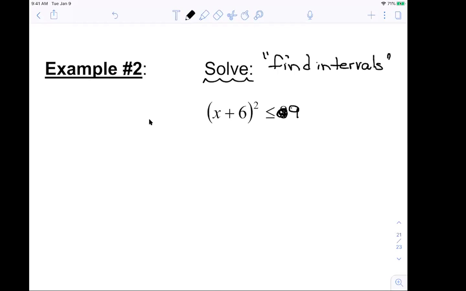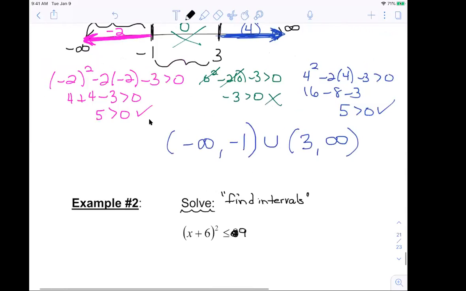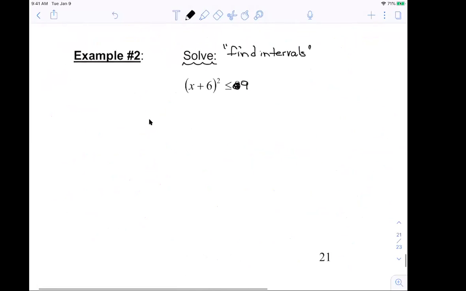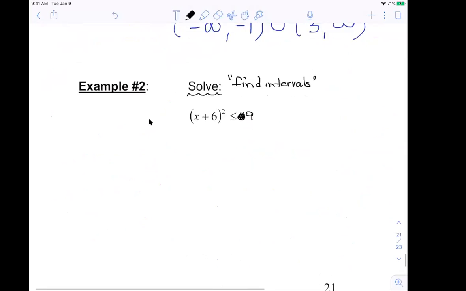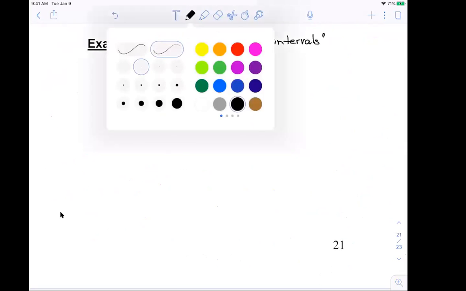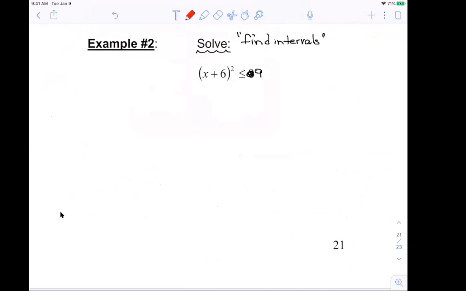So looking at what we did yesterday up here, we factored. What do you think you would do first in this type of problem? What would you traditionally do first if it was an equal sign? You square root both sides. Yeah, we would square root both sides. Good job, Michael. So we're going to take that and square root both sides.